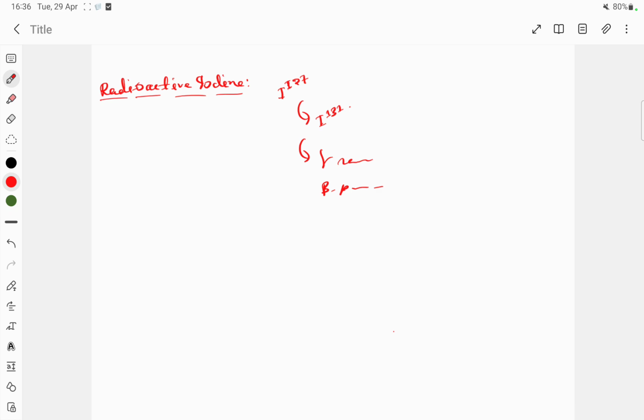Now what is happening here? The gamma rays get accumulated in the follicle, and beta rays also penetrate and cause destruction of the follicular cells of the thyroid gland. First of all pycnosis starts, then necrosis starts, and in the final step fibrosis starts, and the affected tissues get destroyed without affecting other healthy tissues.